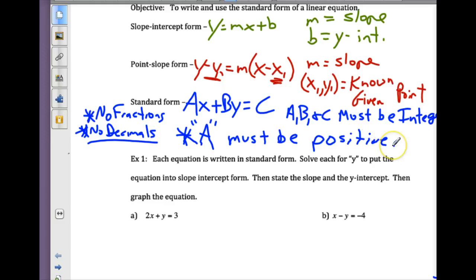Some teachers are strict about that, some teachers are not. A can be negative, but let's just be aware of that. What happens if A is negative? Reverse. It's not standard form. And then what you would do is divide both sides by -1, and that would make A become positive. And we will do that eventually.